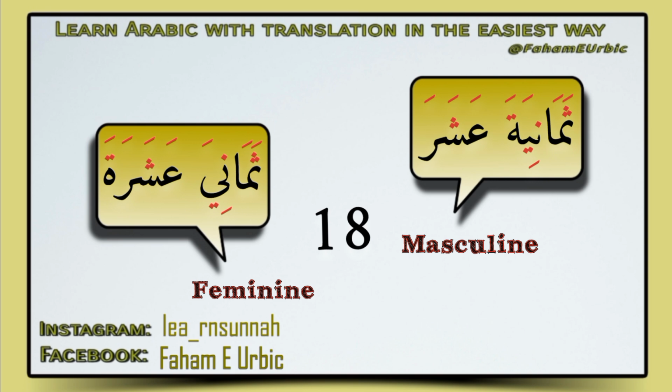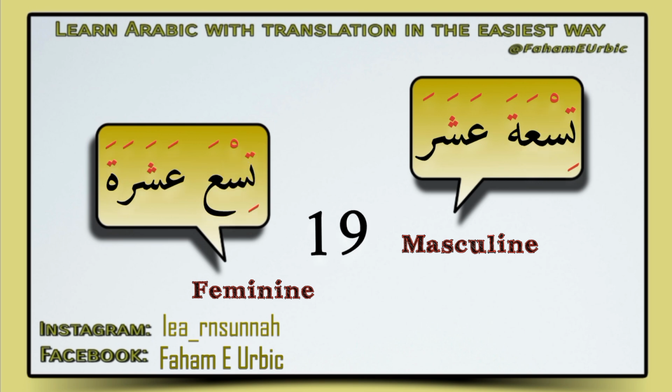In masculine form, the number 19 will be تسعة عشر. But in feminine form, the number 19 will be تسعة عشرة.